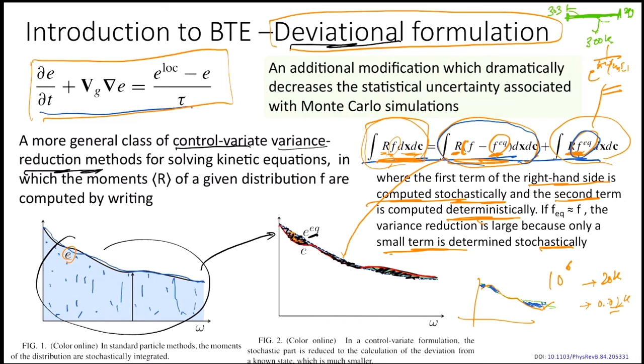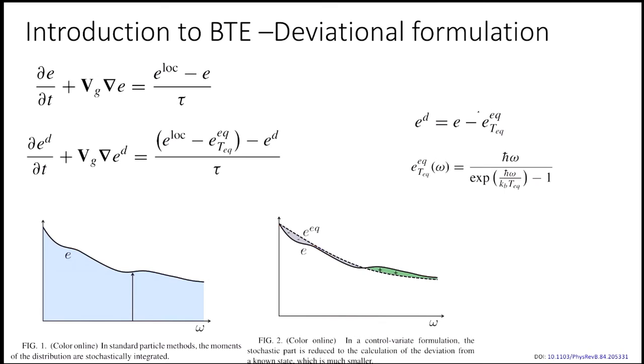Let's try to write it in a mathematical form now. We are defining ED, this deviational particle. Previously we had F, so we write h bar omega F equal to E. Now, since we are subtracting this equilibrium part, we write the deviational particle ED as E minus E equilibrium at T equilibrium. So basically, at a given temperature, we write this equilibrium distribution, which we are going to subtract.